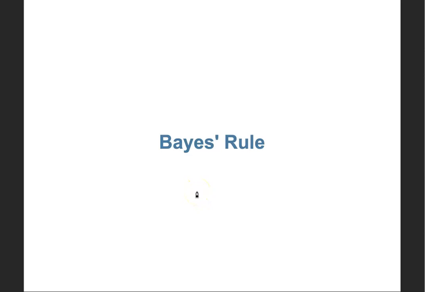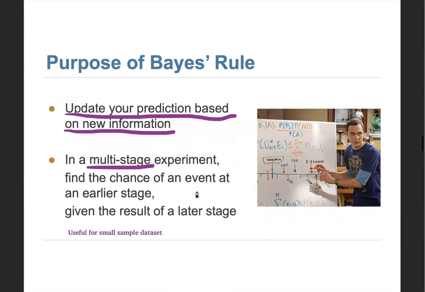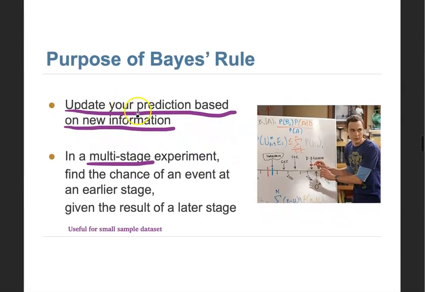Bayes rule is a very popular rule in statistics and data science. So what is Bayes rule? The most important thing is that we update our prediction based on new information. You have the original condition about your situation, about each event and their probability. But then we add more information, and that's why the whole thing becomes a multiple stage experiment.